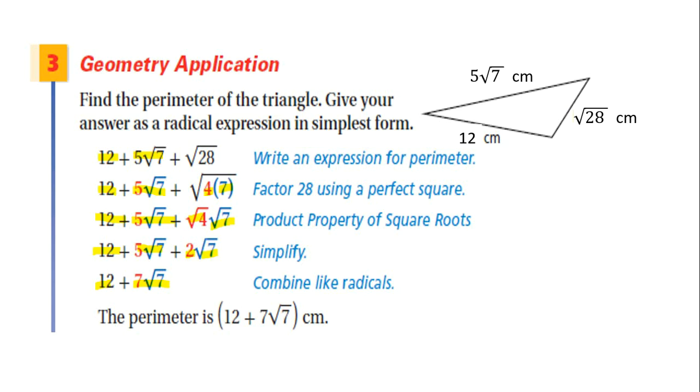Now, here 12, 5 radical 7 and 2 radical 7. Where are the like terms? Of course, those are the like terms only. We add these two terms only, because the 12 doesn't have any radical. So we write the 12 as it is and we add the coefficients of these two radicals. 5 plus 2 is 7 radical 7, and this is the perimeter of this triangle. 12 plus 7 radical 7 centimeters.